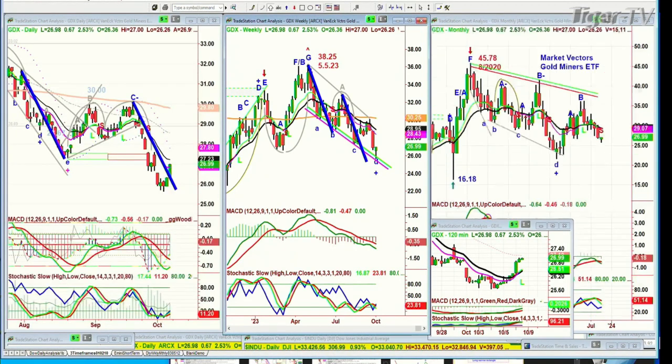GDX, that's the gold miners. And I've been saying gold miners the last 2, 3 days were acting better than gold itself. So this is really important. I don't think this is the big move up for gold, but I do think this could be a really nice bounce. I'm treating it only as a bounce.